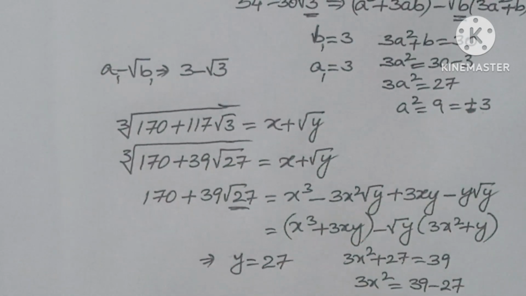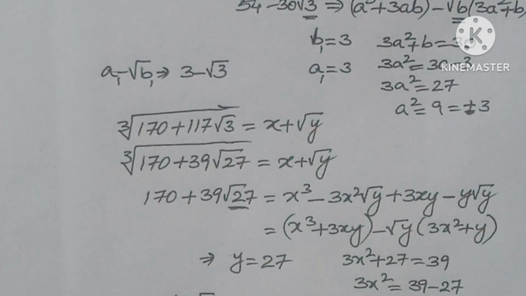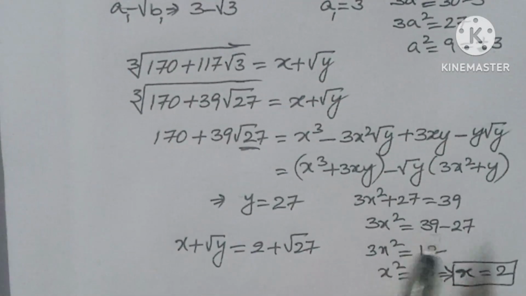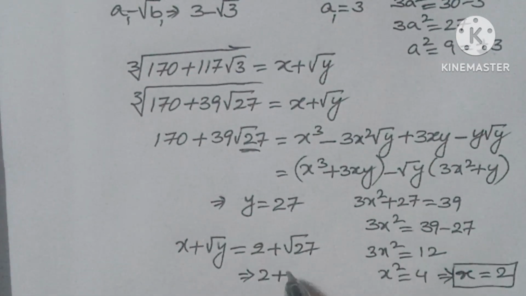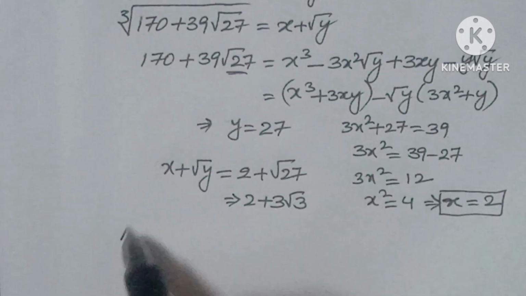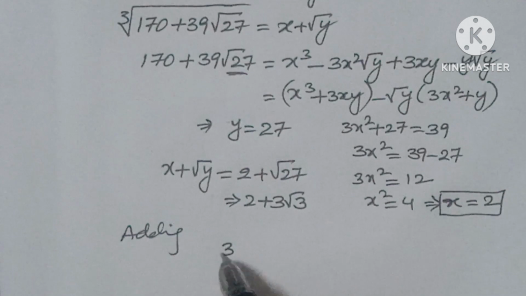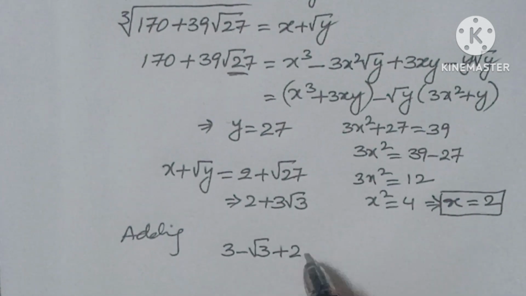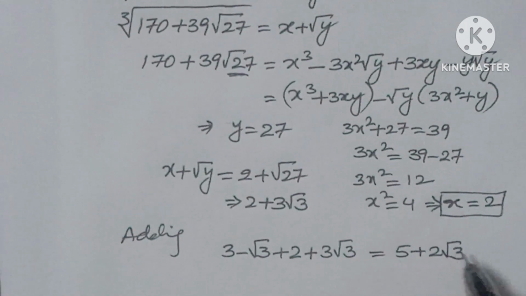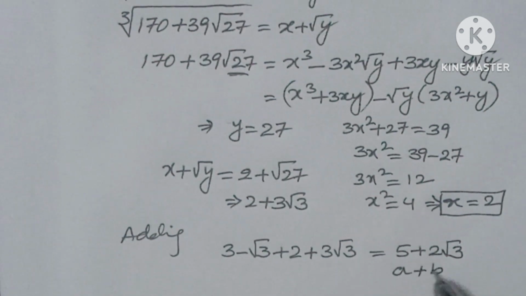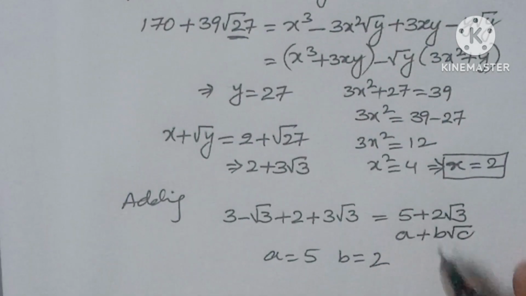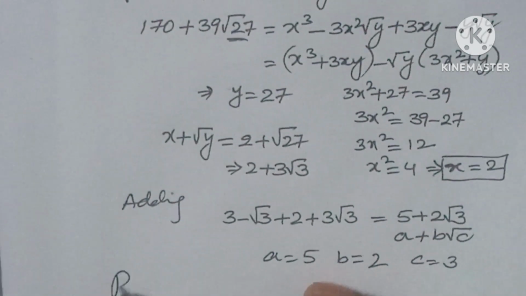So x plus root y, you can write it as 2 plus root 27, which is 2 plus 3 root 3. Now on adding both of these values, 3 minus root 3 plus 2 plus 3 root 3 will give 5 plus 2 root 3. If you compare with a plus b root c, a value is 5, b value is 2 and c value is 3.